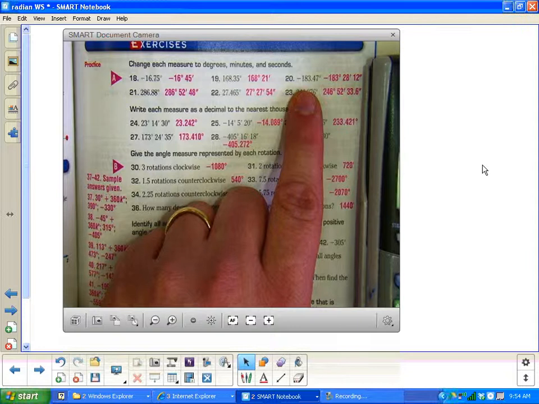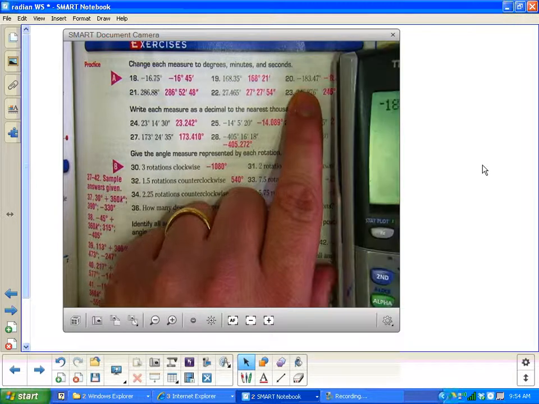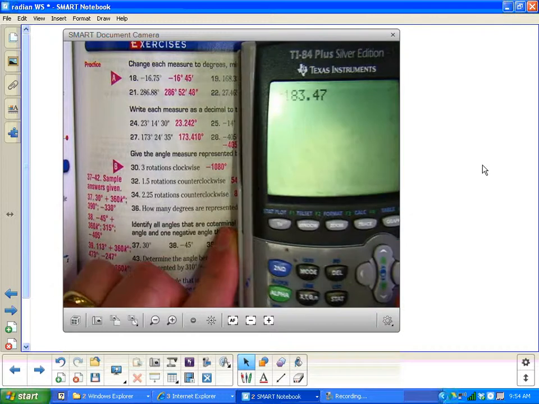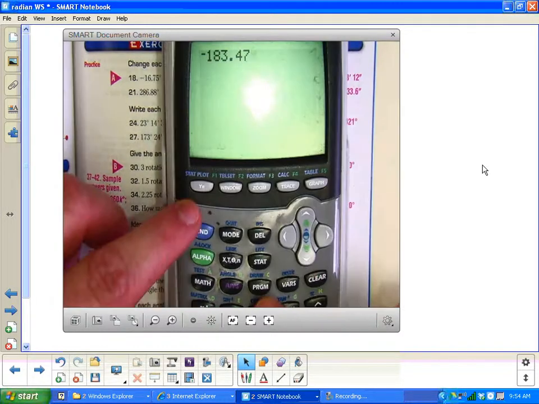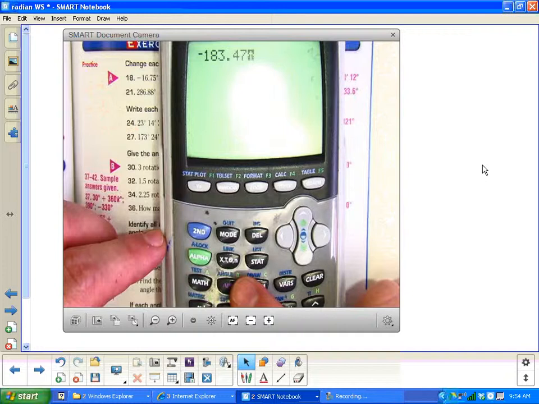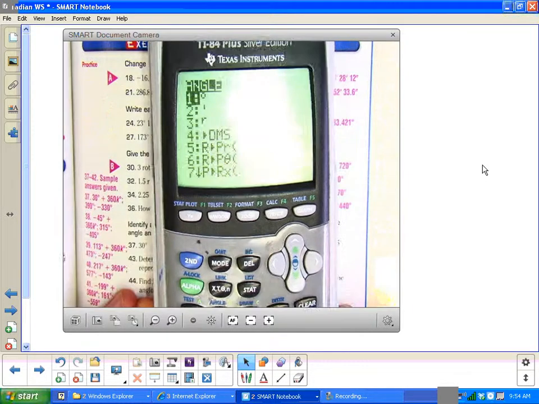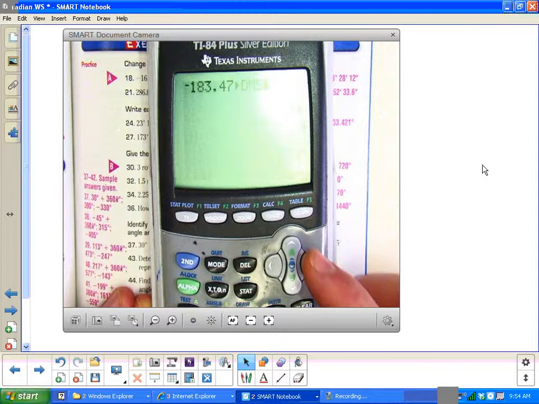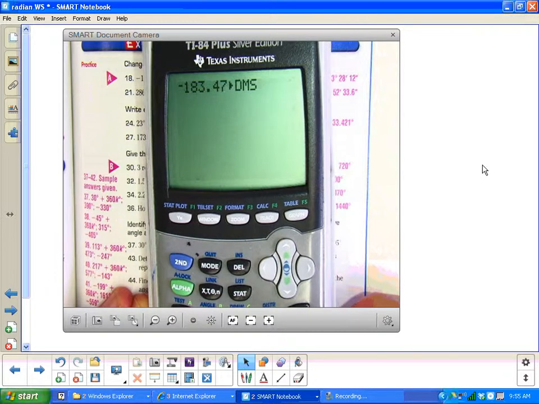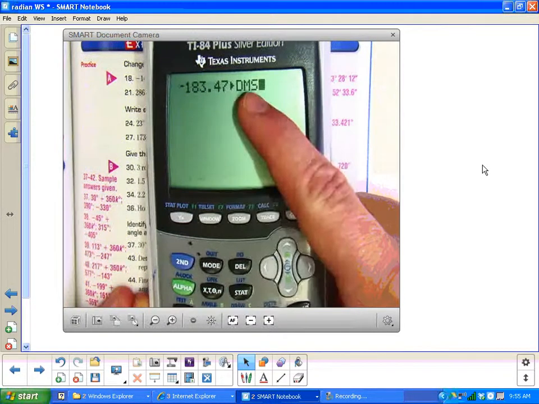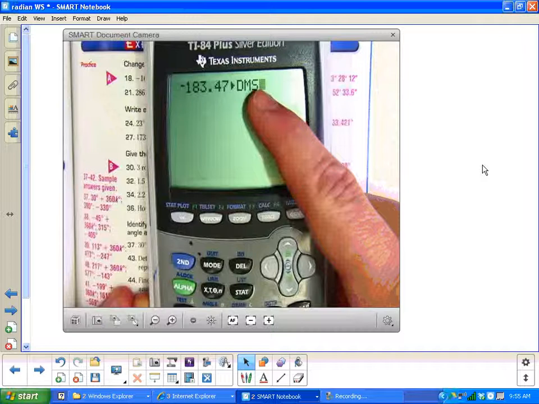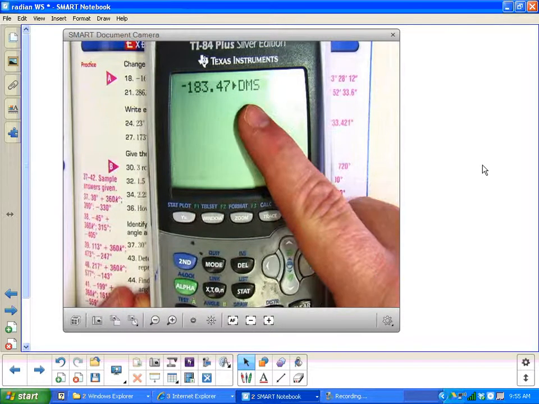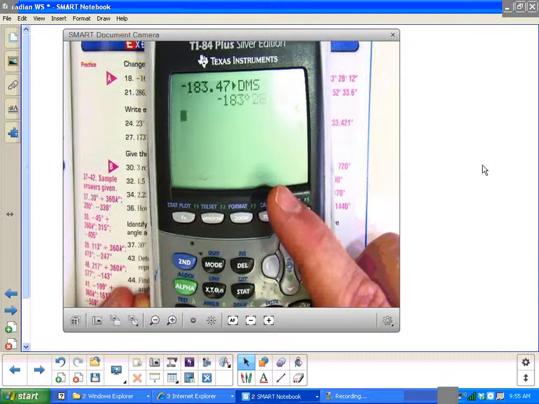So where do we go to change it to degrees, minutes, and seconds? On the angle menu. You go to second, and then your angle menu, which is your apps button, and you use that fourth command there. What does that stand for? Degrees, minutes, seconds. So it's going to take negative 183.47 degrees and change it into degrees, minutes, and seconds.